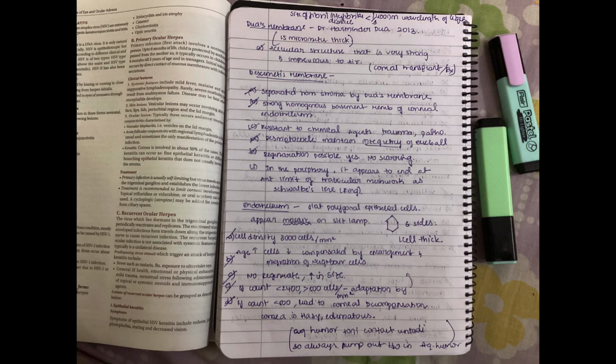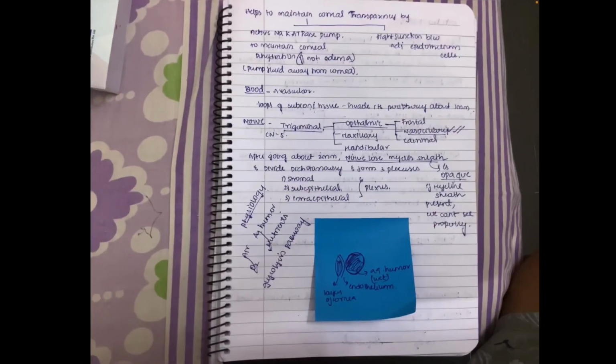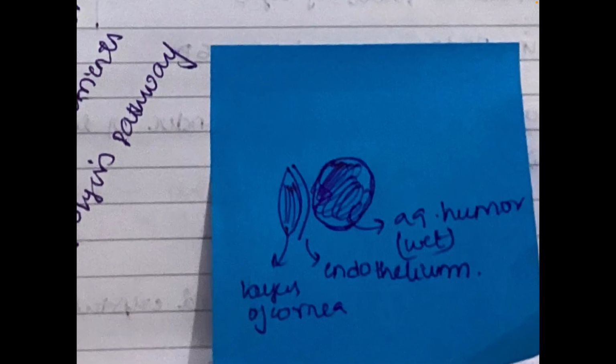But if the count of the endothelial cells falls below 500, it leads to corneal haziness or an edematous cornea. Why? We'll see. See, in this picture you can see, imagine this is cornea, right? These are the layers of cornea, and the last layer is endothelium. And what is present after the endothelium? There is aqueous humor. Aqueous humor is always wet, right?